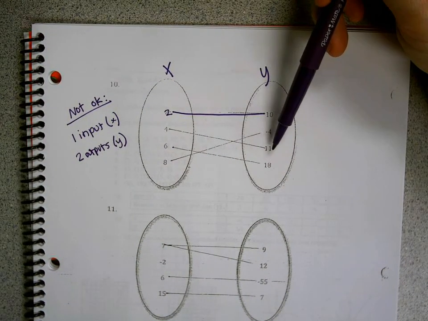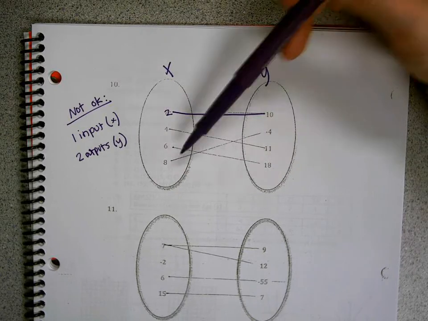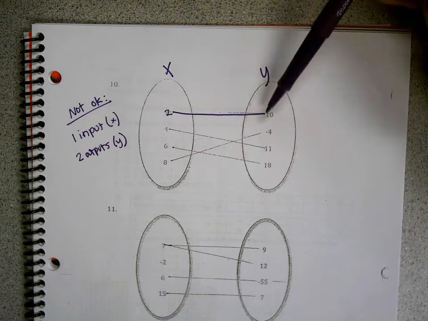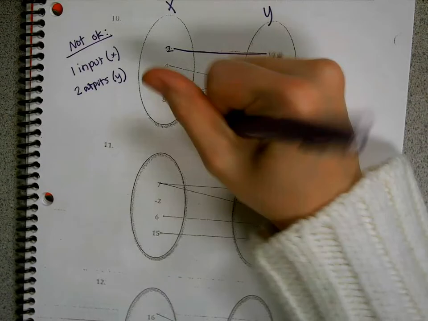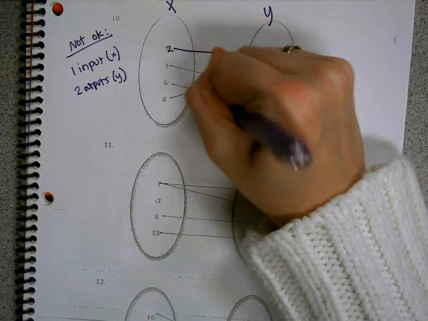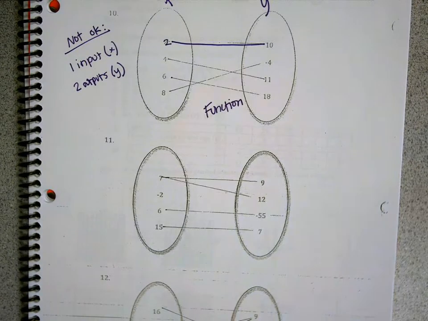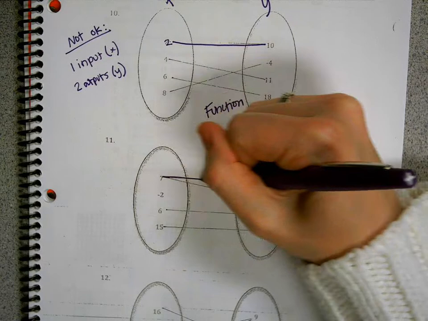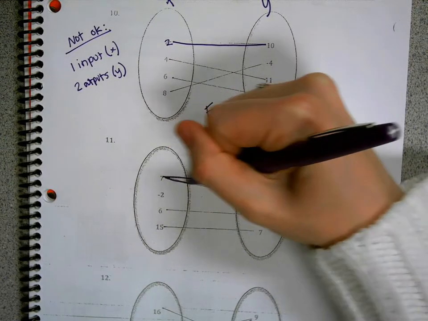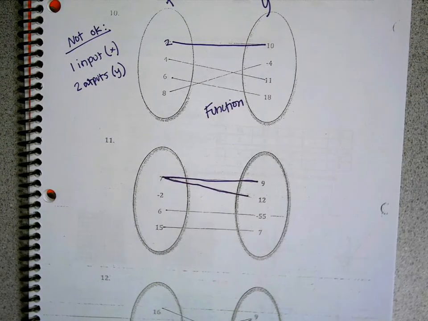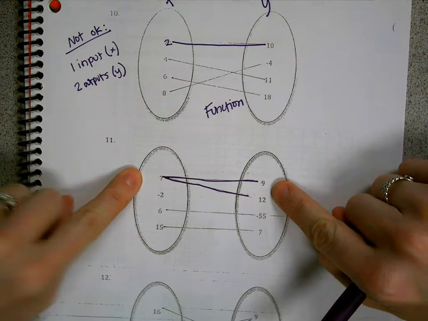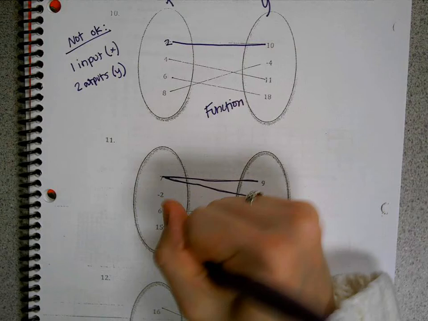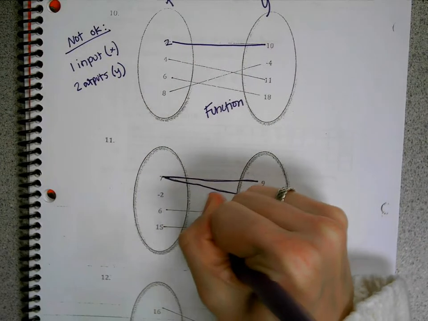4 goes with 11, that's just 1, so it's okay. 6 goes with 18, and 8 goes with -4. They're all different. They all just have one output, so that's okay. This is a function. But on number 11, you see how we have 7 is our input, and 7 goes with both 9 and 12. So here's one input, two outputs. We know that that's not okay, so this is not a function.